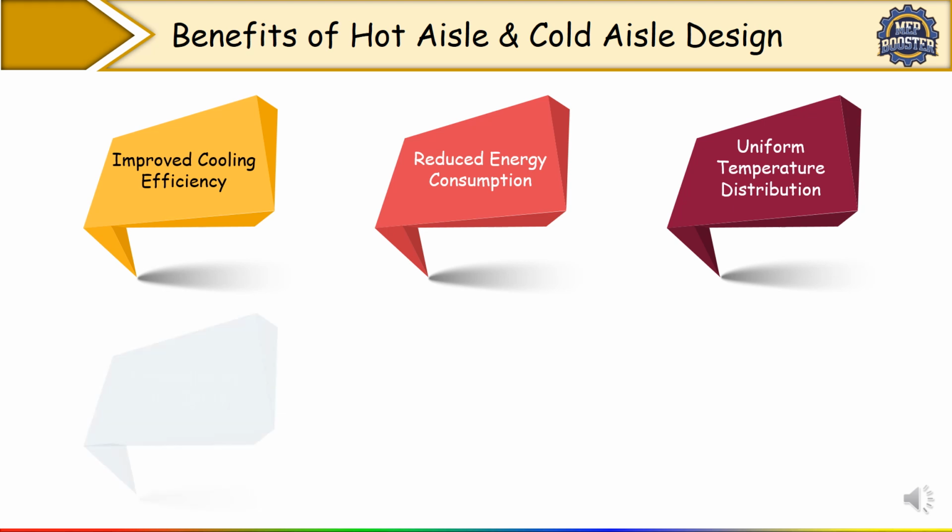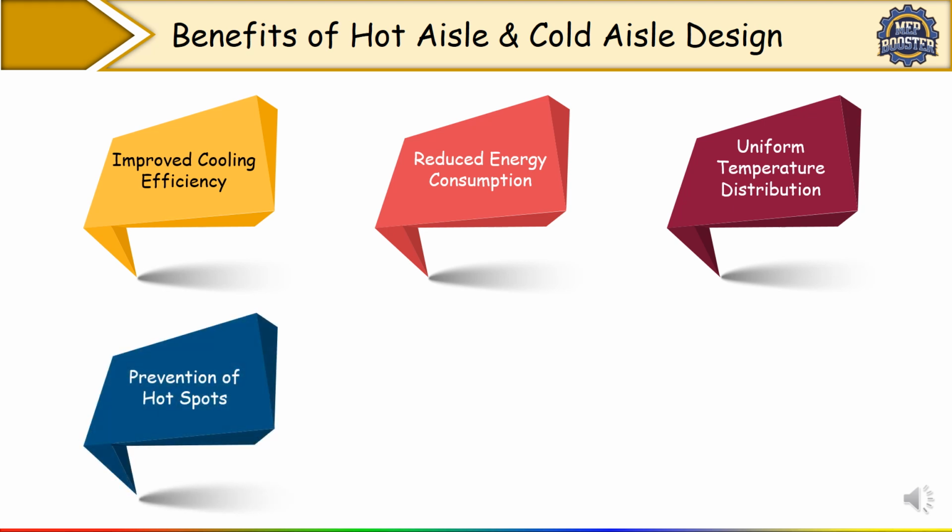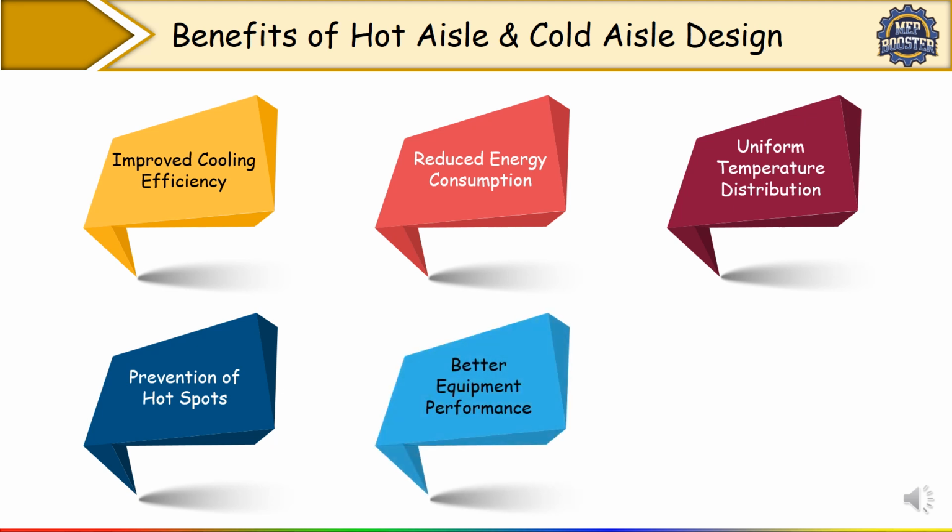Okay. Next is prevention of hot spots. So as you know, hot spots are areas where temperature becomes dangerously high due to poor airflow. So hot aisle design collects and removes heat efficiently. Okay, so without proper design, what happens? One rack may reach 45 degrees Celsius, a hot spot. Okay, and with hot aisle, heat is removed quickly, no overheating zone. So these are the next benefits.